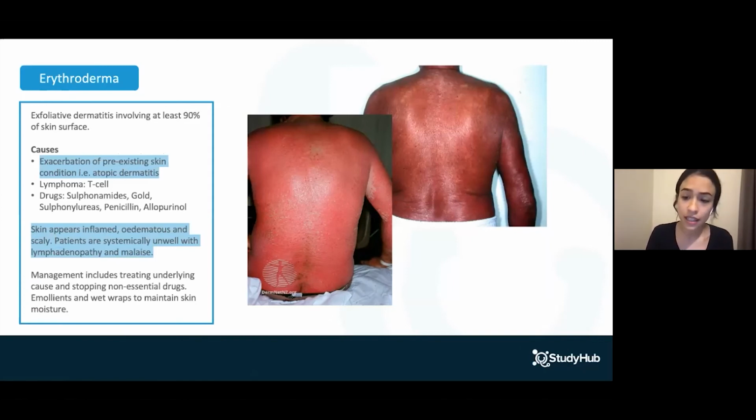But commonly, I've seen this as well on placement. Lymphoma can cause this as well, and a few drugs. The skin appears inflamed, edematous, and scaly, and patients are very, very unwell. These patients need to be admitted, stop all of the drugs, give them emollients and wet wraps to maintain skin moisture, just trying to retain the fluids that the person has so they don't become dehydrated.